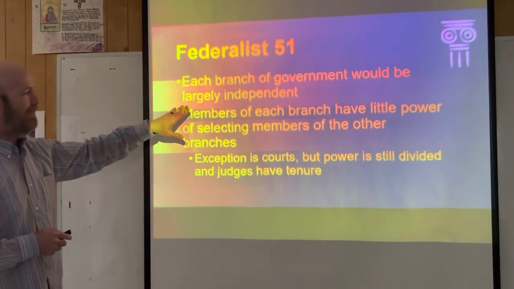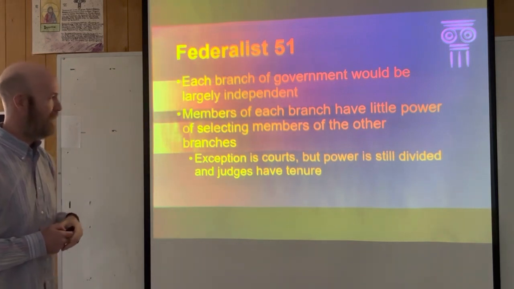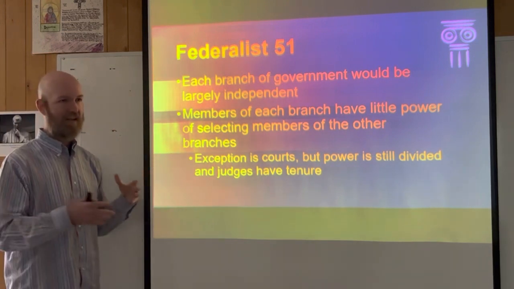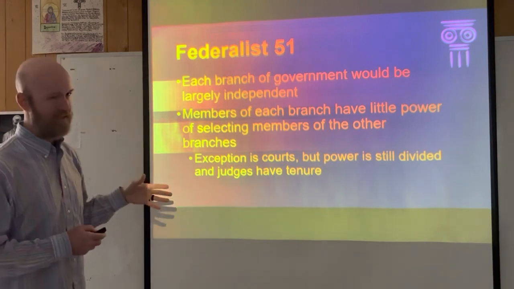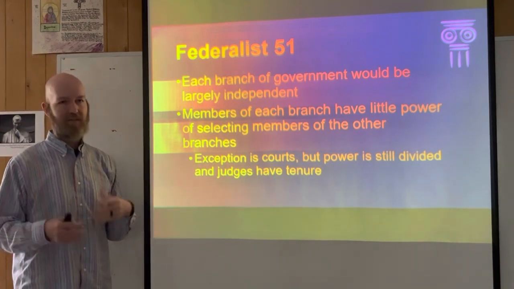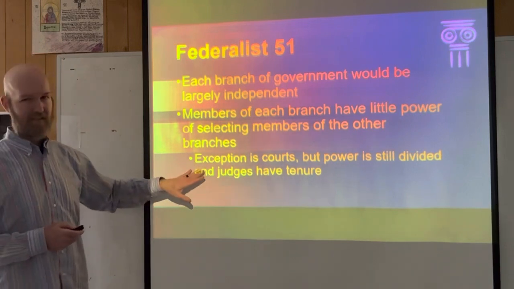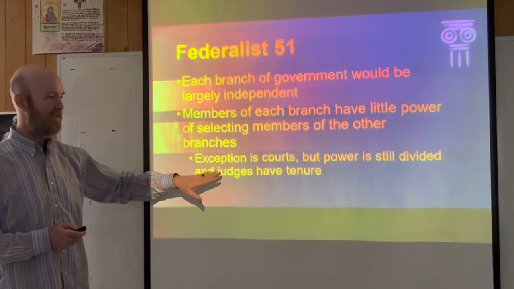Each branch of government would be largely independent, according to Montesquieu and Federalist 51. Members of each branch would have little power to select or control the members of the other branches. So the president doesn't select representatives, and the representatives don't select the president. There is an exception, though: the president and the Senate work together to select judges.